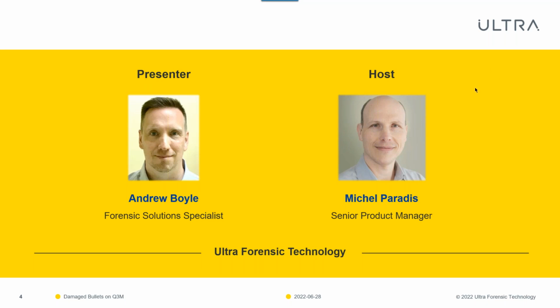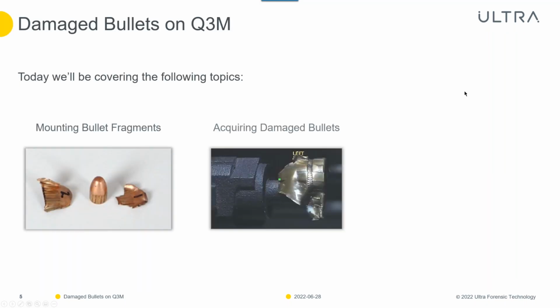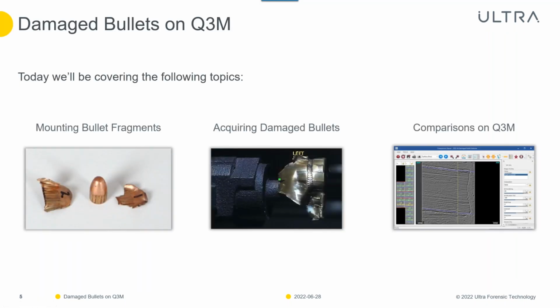All right. Let's jump right into it. Today we're going to be covering 3 chapters, essentially. We're going to start with the mounting process for mounting fragments, damaged bullets. And then we're going to get into the acquisition itself of the exact same fragments that we are mounting in the first part. And then ultimately we'll close with comparisons using the quantum 3D microscope, both the comparison microscope aspects of it as well as the quantitative analysis.